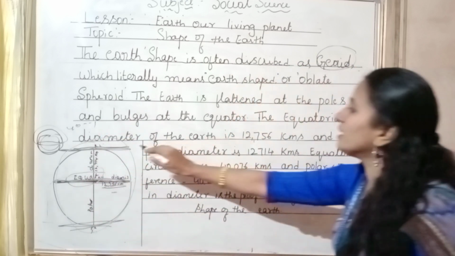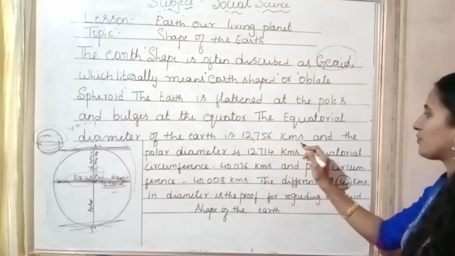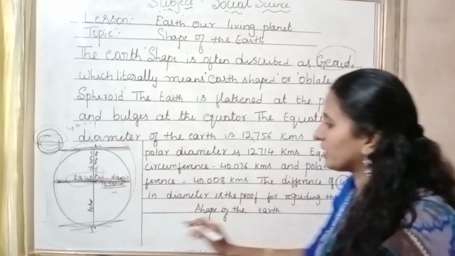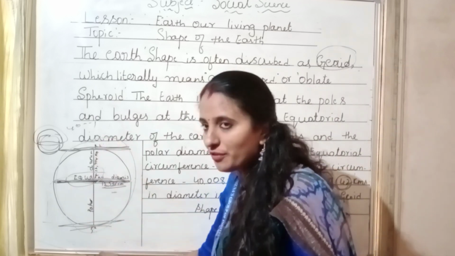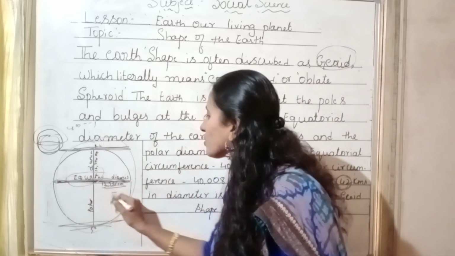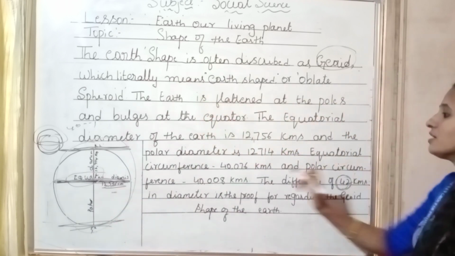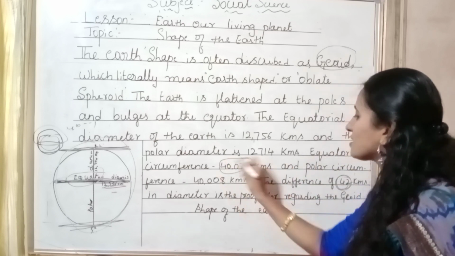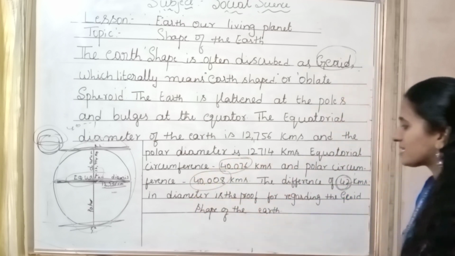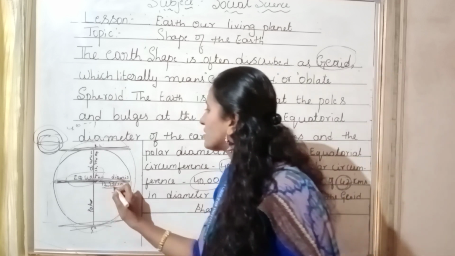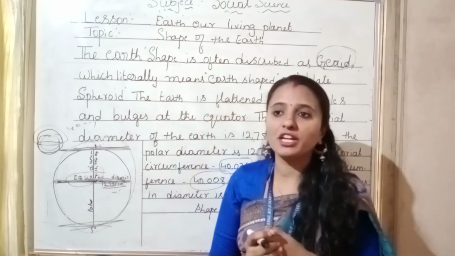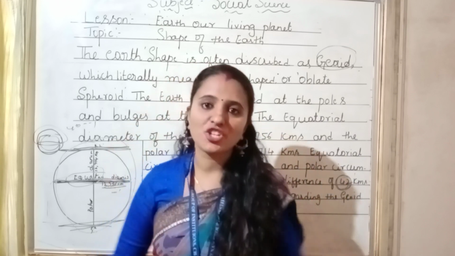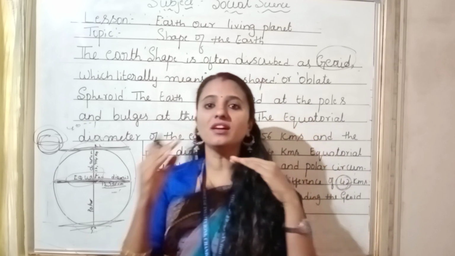So the equatorial diameter of the Earth is 12,756 kilometers and the polar diameter is 12,714 kilometers. The polar is 12,714 kilometers. The equatorial is 12,756 kilometers. So it shows that, and also the circumference, if you observe, 40,076 and 40,008, and this difference is 42 kilometers. So that is the reason the Earth is considered as a geoid shape. I hope you understood, children. So what is a geoid shape?